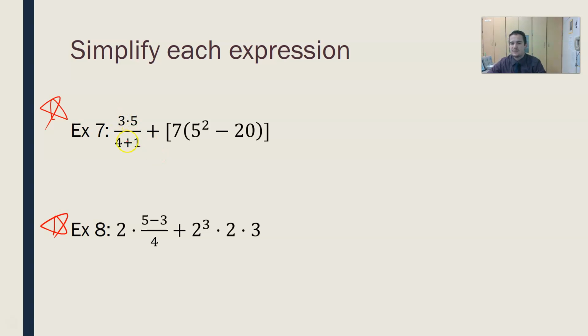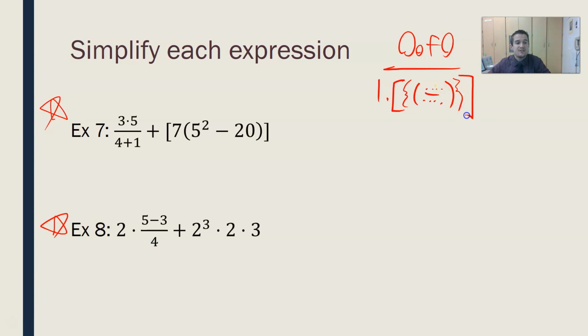So I have 3 times 5 divided by 4 plus 1 plus, in brackets, 7 times (5 squared minus 20), parentheses, brackets. Wow, this one's fun. So first step is I need to take care of my grouping symbols. So I need to take care of my fraction bars, all of my parentheses, all of my brackets, things like that. So let's see. I have a fraction bar here. So let's simplify the top and the bottom.